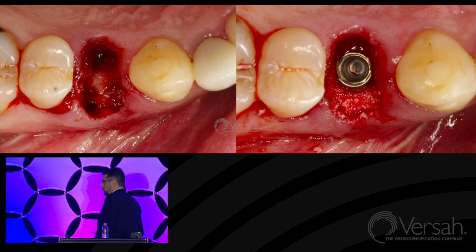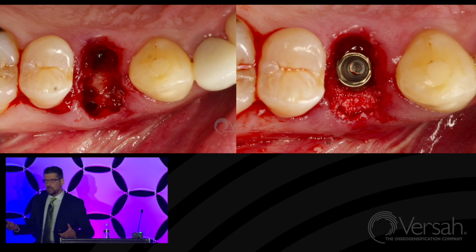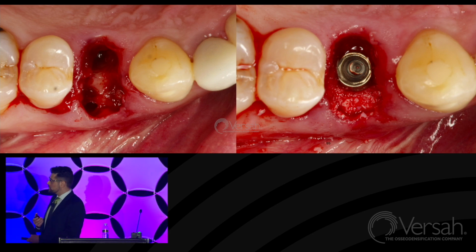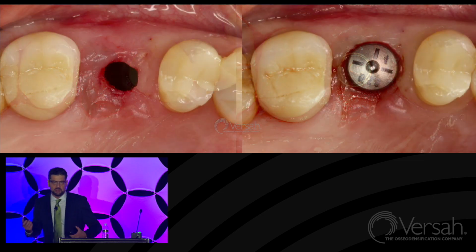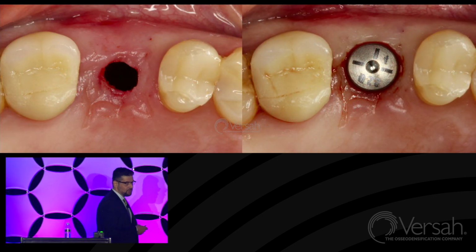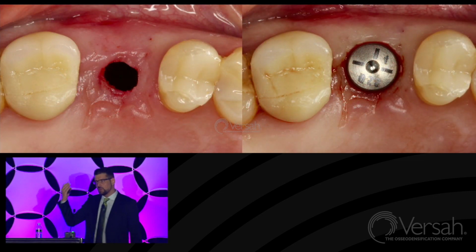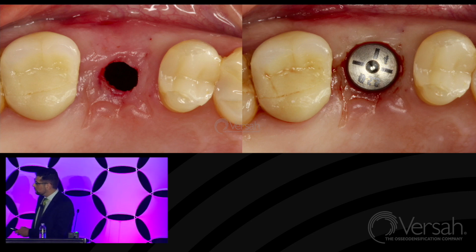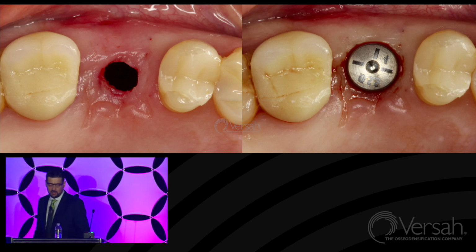So we also have the same precision. We can apply the same precision in situations like this, flapless implant placement. Situations like this, I don't even use a punch. I just go through the soft tissue with it. It allows me to place that implant exactly where that implant needs to be placed.